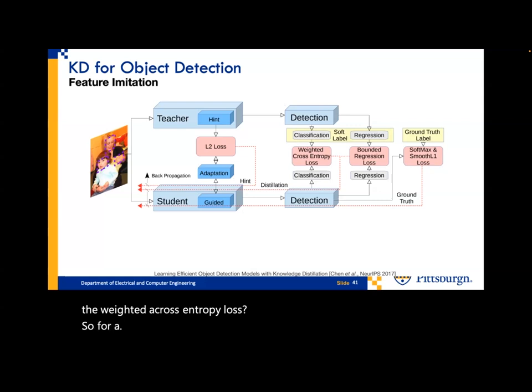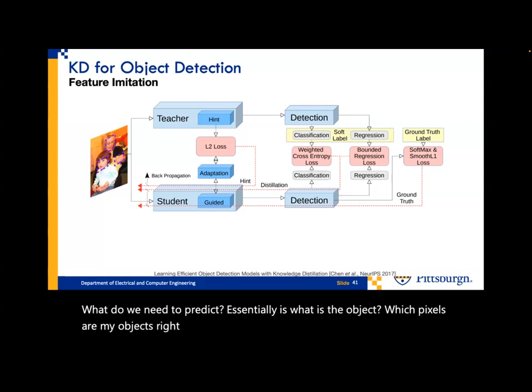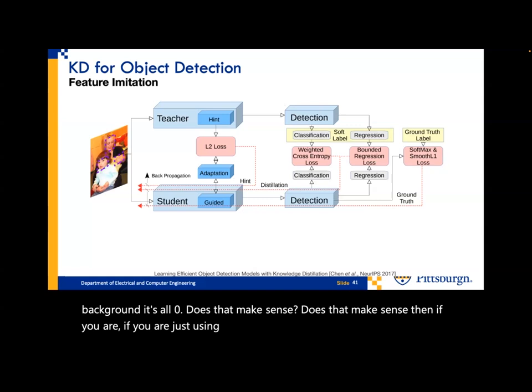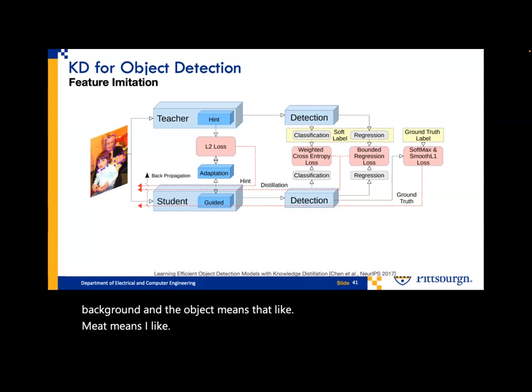For an object detection or a segmentation task, what we need to predict essentially is what is the object, which pixels are my objects, right? So we can say the face is all 1, the background is all 0. Does that make sense? Then if you are just using the same loss function for both the background and the object, it means that we will have the same penalty when you are predicting wrong for both the object and the background.